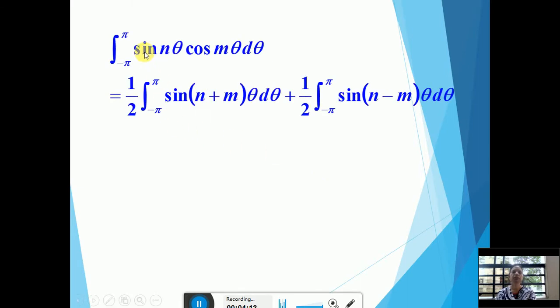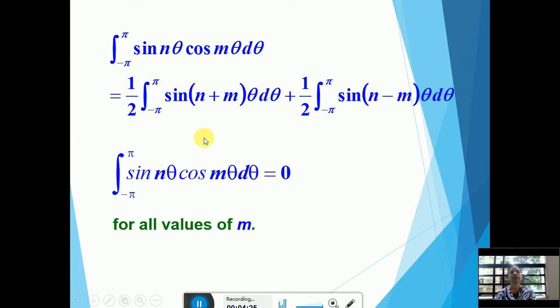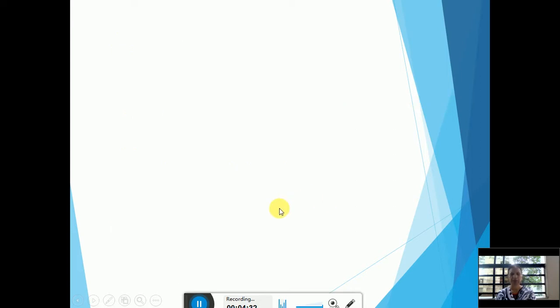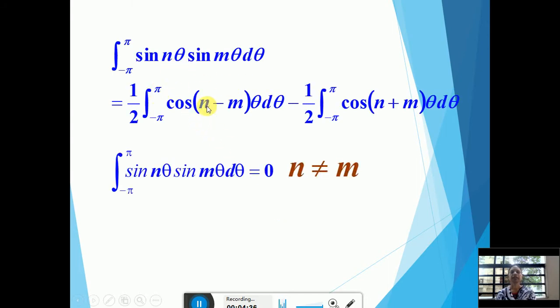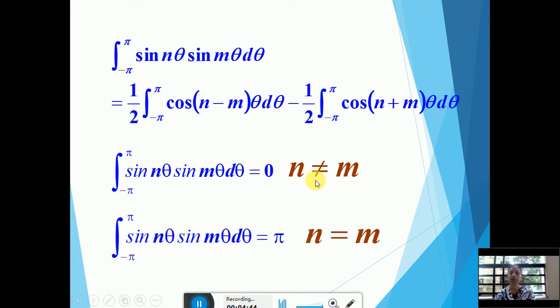Another important relation is with respect to sine. The integral of sin n theta cos m theta within the limits minus pi to pi can be written as sin of n plus m and sin of n minus m, divided by 2. Integrate it, and this is 0 for all values of n and m, whether they are equal or not. And sin n theta sin m theta is written as cos of n minus m and cos of n plus m. Integrate them, there is a minus sign in between. This is 0 when n is not equal to m, and it is equal to pi when n is equal to m.